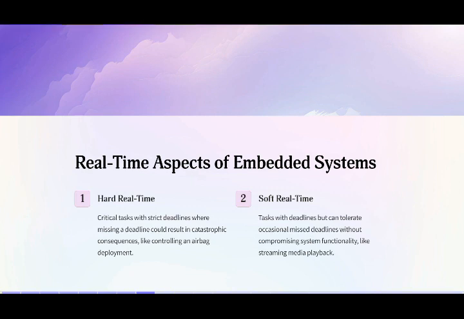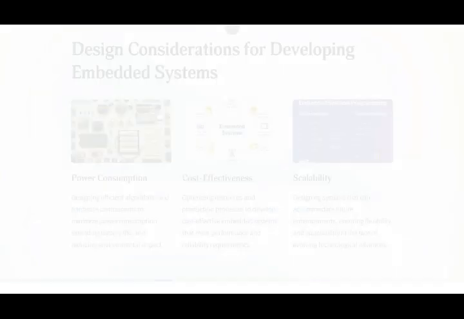Soft real-time. Soft real-time systems have tasks with time requirements, but they can tolerate occasional deadline issues without causing system failure. These tasks are considered time sensitive but more forgiving compared to hard real-time tasks. Here, missing a deadline in a soft real-time system may result in a degradation of system performance or user experience.